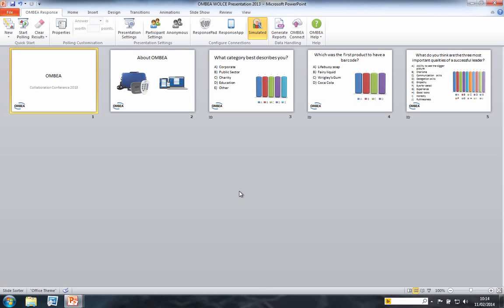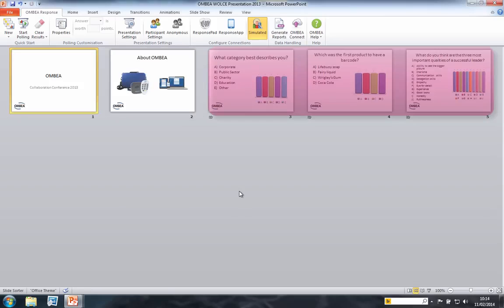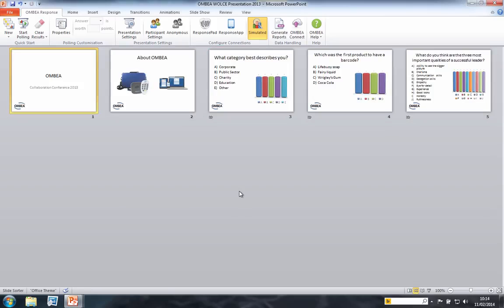Here we have a presentation in PowerPoint with OMBEA interactive slides. You can see that some of the slides are standard PowerPoint slides, such as these title and information slides here, while these three slides are interactive. This is normal. OMBEA is designed so that we can place interactive voting slides throughout the presentation as and where we need them.